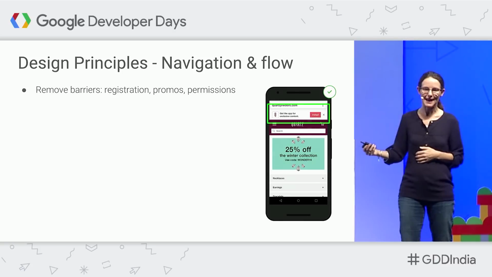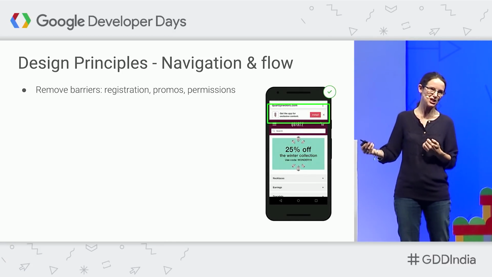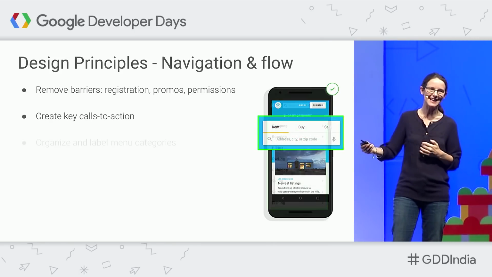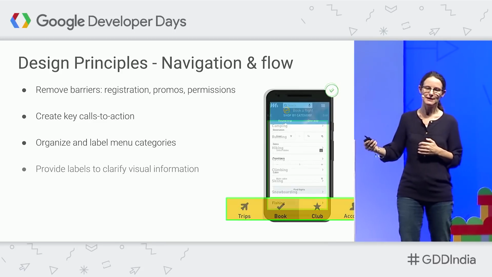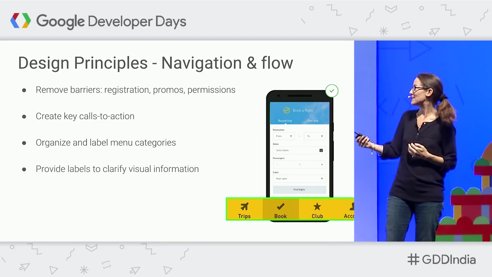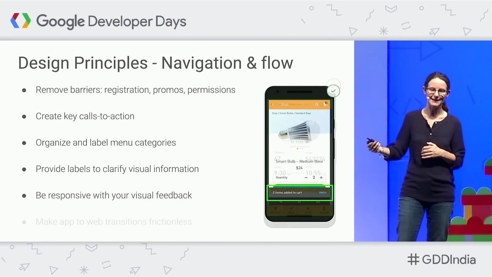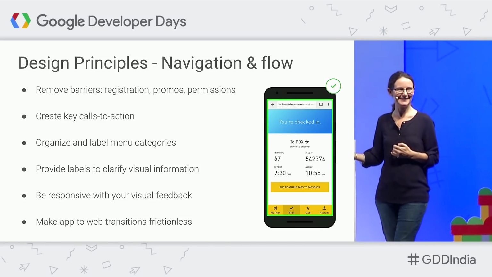So just to recap again, remove the barriers: registration, promos, permissions. Those are the things that can stop users in their tracks. Create great key calls to action. Organize and label your menu categories. Provide labels to clarify visual information. Be responsive with your visual feedback. And make app-to-web transitions frictionless.